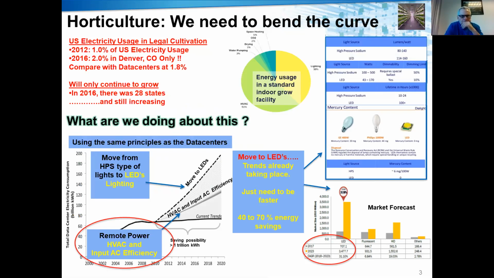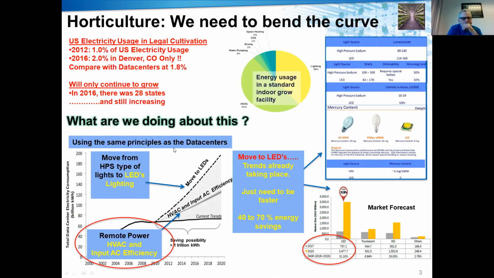So what are we doing about it, right? I think we're going to need to bend the curve also. So basically, in 2012, our industry for legal cultivation was using about 1% of the total US energy. In 2016, Denver alone was using 2%, while the data centers were using 1.8. So this is one state that was using more than all the data centers. So we have to do something about all this, right? So what are we going to do?